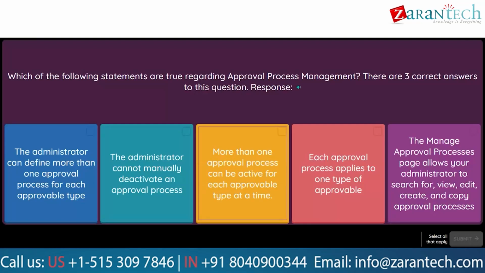Option 3, more than one approval process can be active for each approvable type at a time. Option 4, each approval process applies to one type of approvable. Option 5, the Manage Approval Processes page allows your administrator to search for, view, edit, create, and copy approval processes.